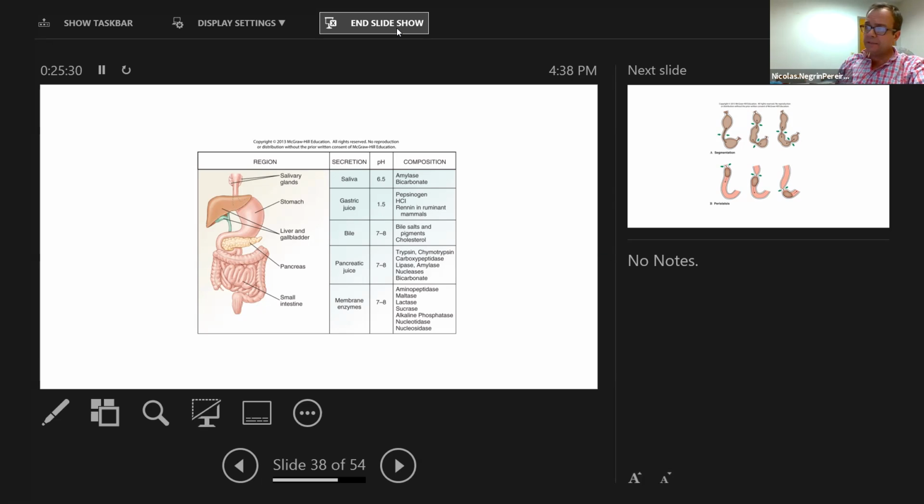Then we have lipases, which are going to be digesting lipids. Amylase, acting on starch and disaccharides. Nucleases, acting on DNA and RNA, and bicarbonate, again present as a buffer. And remember, a buffer is a substance that actually contributes to control the pH in the digestive tract.